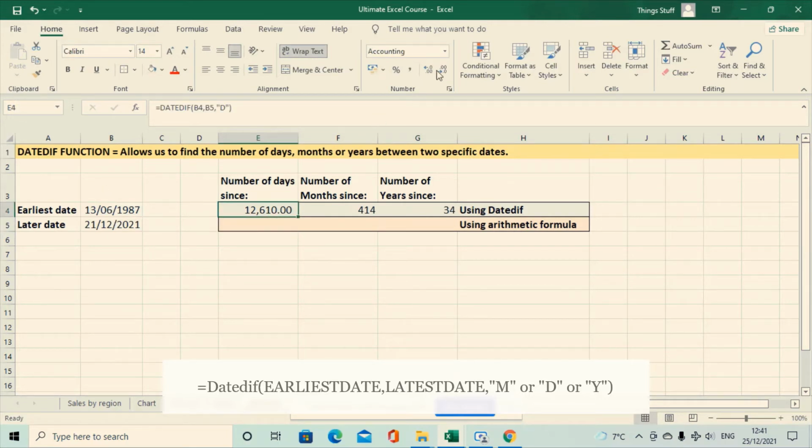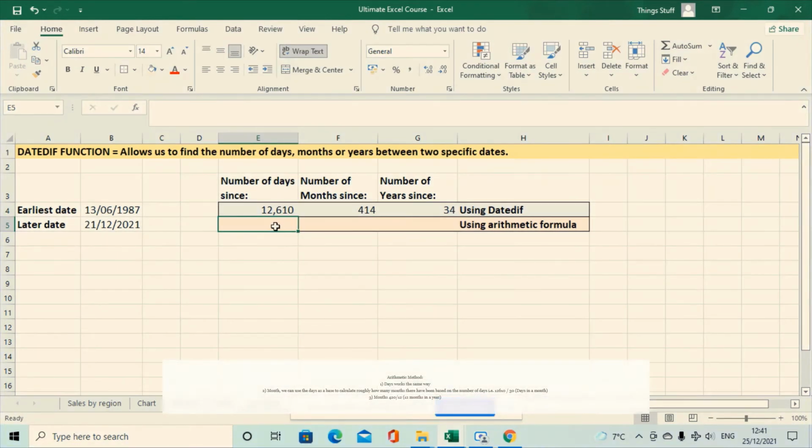So there have been 12,610 days from 1987 to the 21st of December 2021, 414 full months and 34 full years.